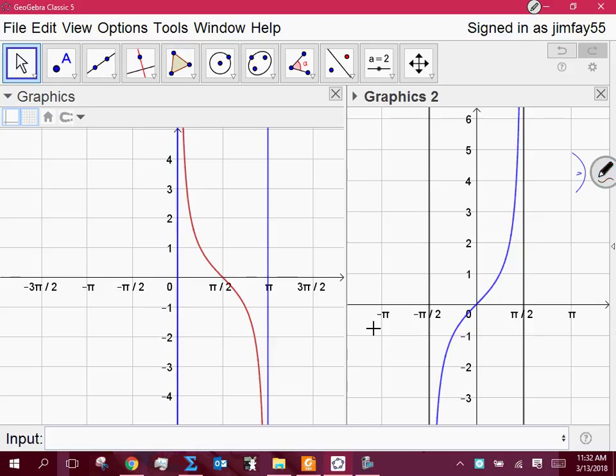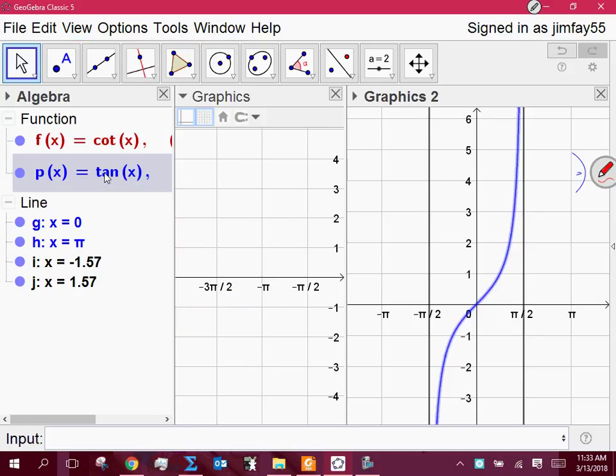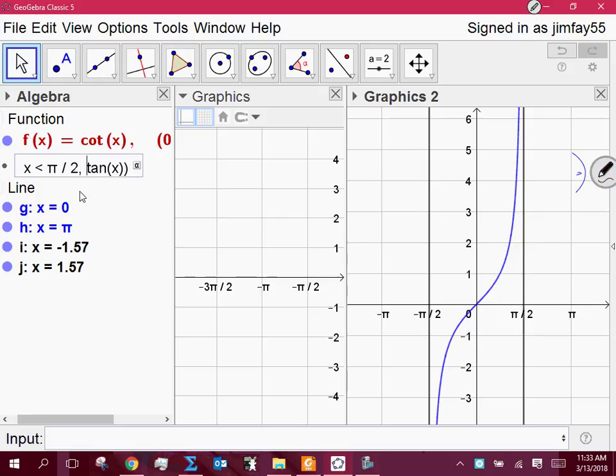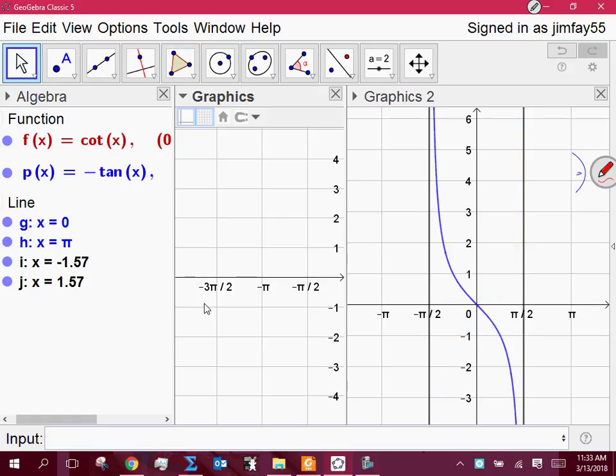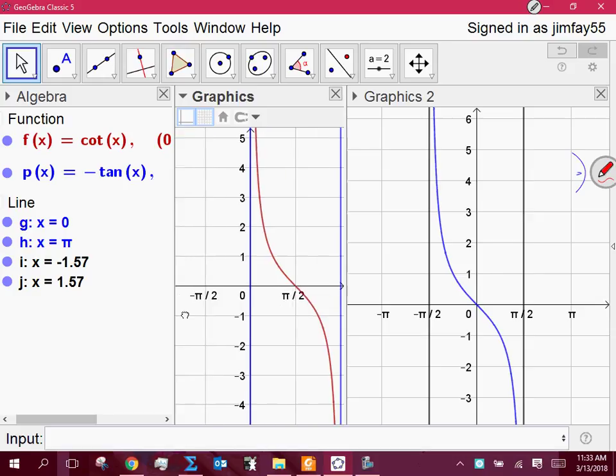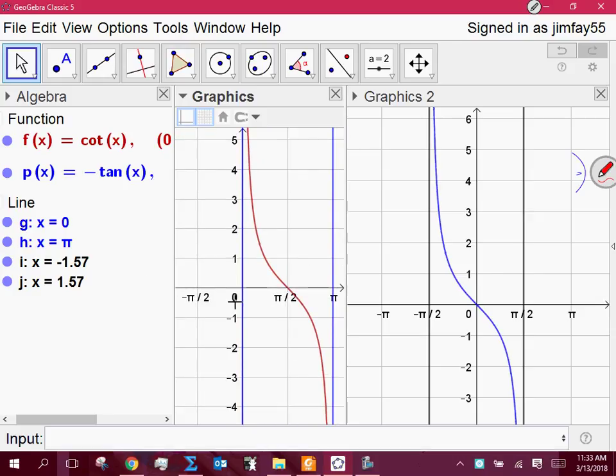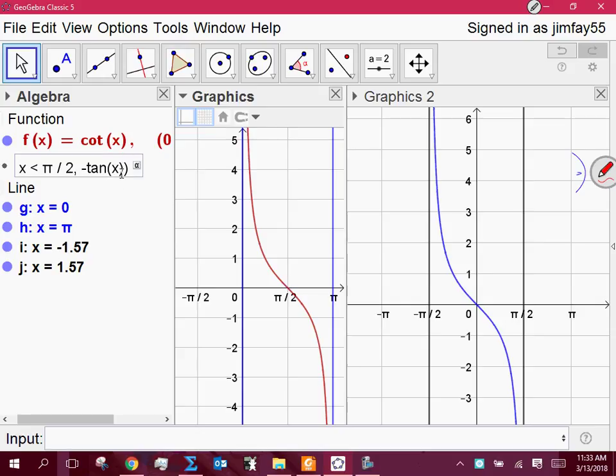Let me take real quick before we leave here, let's take the tangent one, and see if I can bring up the algebra here. If I take the tangent one, and let's say I multiply out front by a negative, does that start to look a little bit more like that one? But now it's not centered in the same spot, right? This one has an x-intercept of 0, this one has an x-intercept of pi/2. Can I take this one and move it to the right pi/2 units?